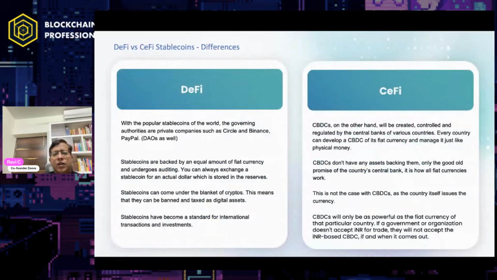Now, what has happened is we have stablecoins in the DeFi market. They are primarily operated by private players like Circle or Binance or PayPal. So they are organizations who are launching these stablecoins, and they manage the funds. The underlying asset is the US dollar in the case of USDT or USDC. So they manage the pool of that. Of course, there's a risk that if the underlying asset is not there, or is mishandled or mismanaged, then there's a risk to the price of the stablecoin itself.